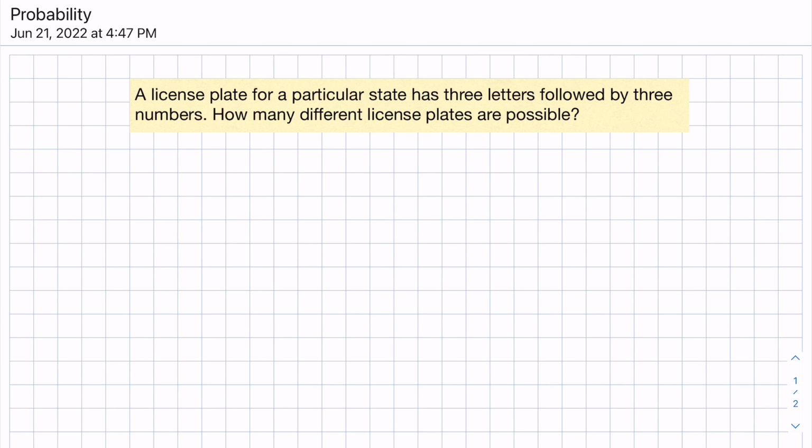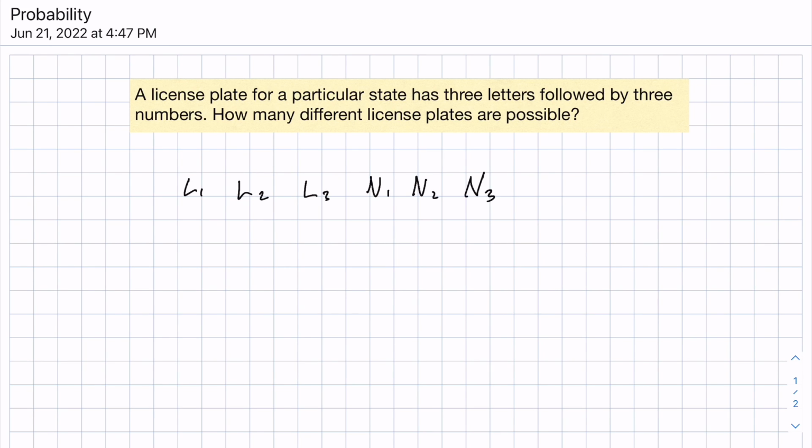If you read the question carefully, it says there are 3 letters and there are 3 numbers, right? So they didn't ask for the different possibilities of numbers and letters. They asked for the different possibility of license plates, the different license plate possibilities. All right. So if we were to write, there'd be 3 letters: letter 1, letter 2, and letter 3, and then 3 numbers: number 1, number 2, and number 3.